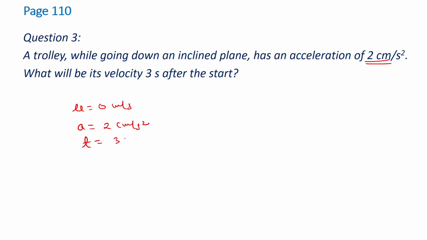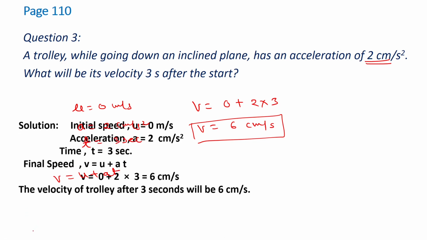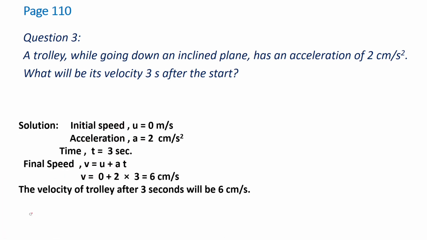The time is given as 3 seconds, so we have to find the final velocity. We can use the formula v is equal to u plus at. So v is equal to the initial velocity, which is 0, plus acceleration 2 and time 3 seconds. So v is equal to 2 into 3, 6 centimeter per second. That is, after 3 seconds the velocity will be 6 centimeter per second. So this was a very easy question.